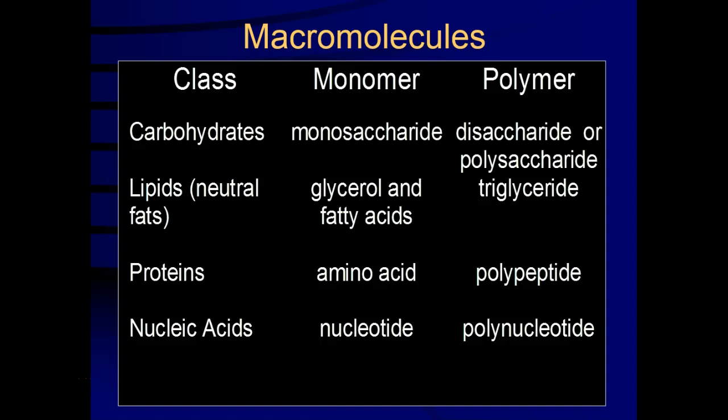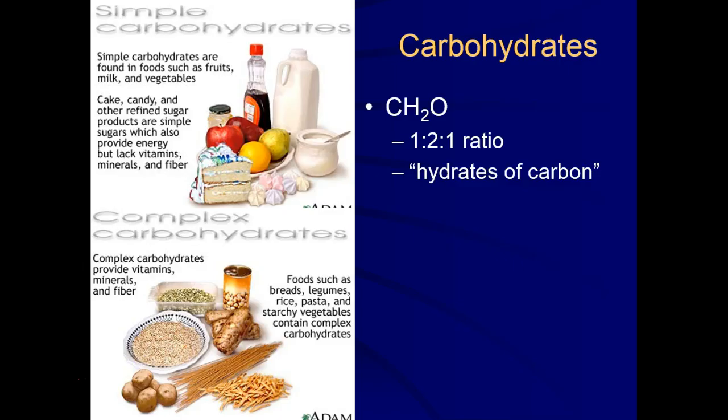So we're going to start with our first ones. We're going to look at the carbohydrates. The carbohydrates are often referred to as the sugars and the starches. Carbohydrates always contain three elements. They always have carbon, hydrogen, and oxygen. Some might have a few other ones, but this is the general idea of carbohydrates. They always have carbon, hydrogen, and oxygen.